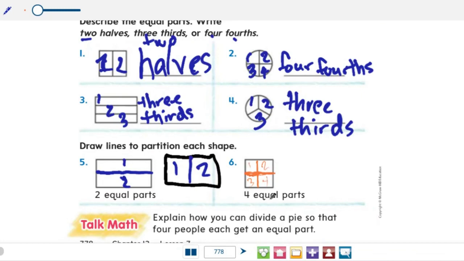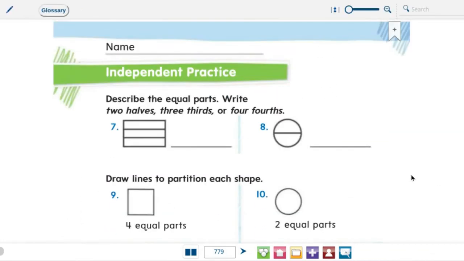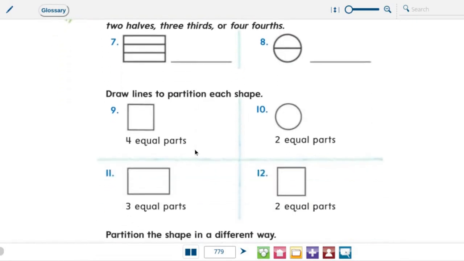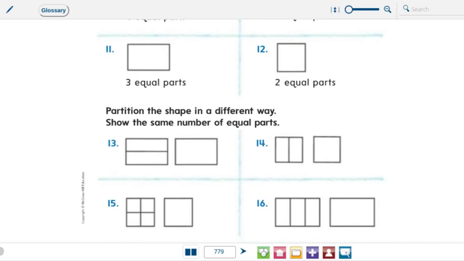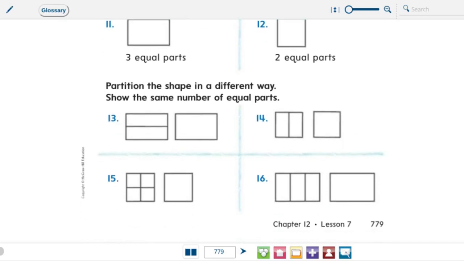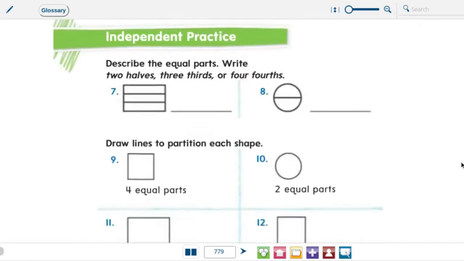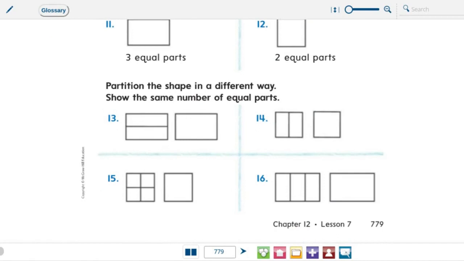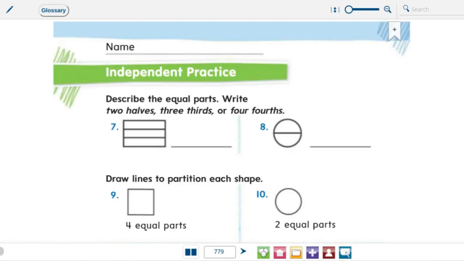All right, that makes it into those 4 equal parts. Turn to the next page with me. We're on page 779, and I want you to go ahead and do number 7, number 8, 9, 10, 11, 12, 13, 14, 15, and 16. I want you to just work on this page, these problems for right now. I'm going to have you pause your video. Go ahead and do that now. And when you're ready, push play, and I will go over it with you in just a minute. So pause your video and go ahead and answer those problems.